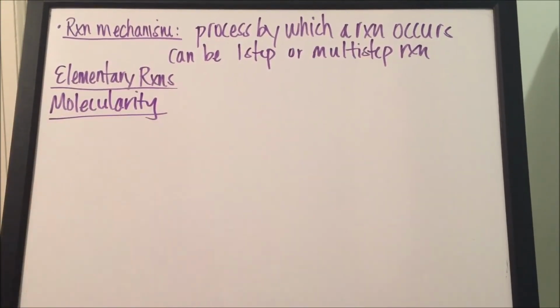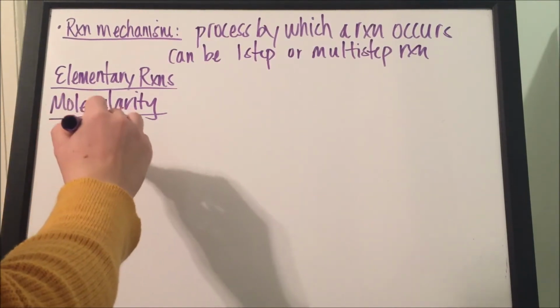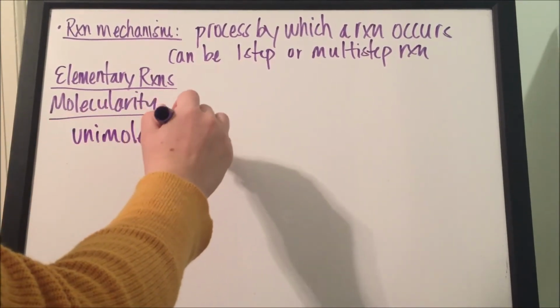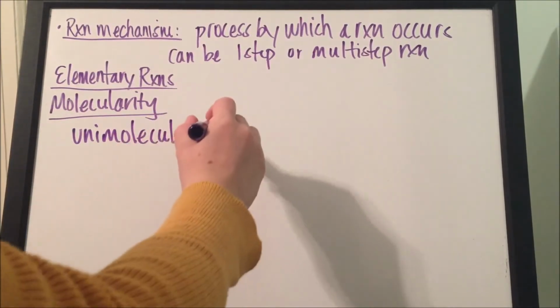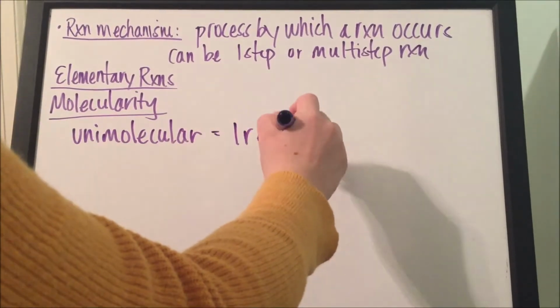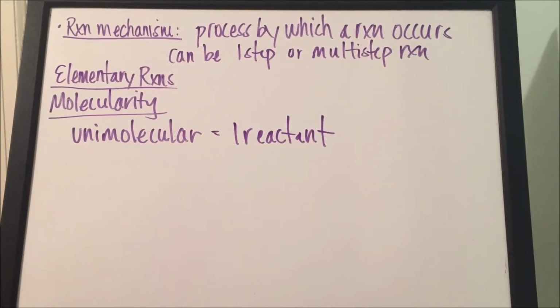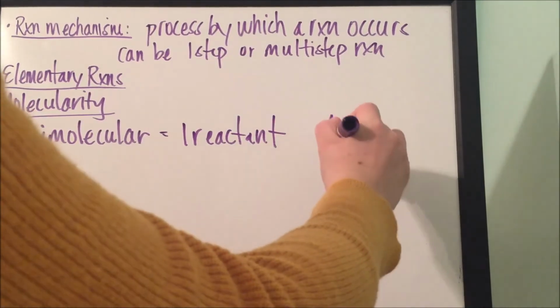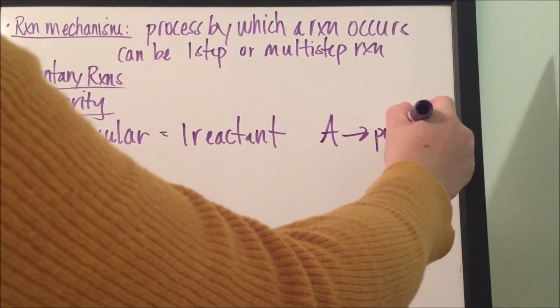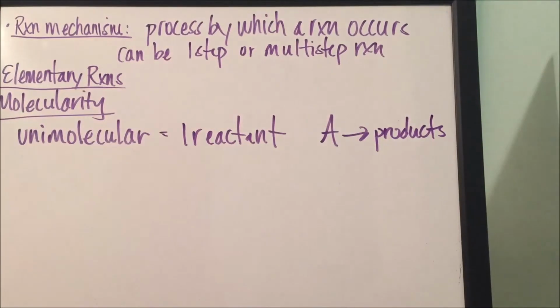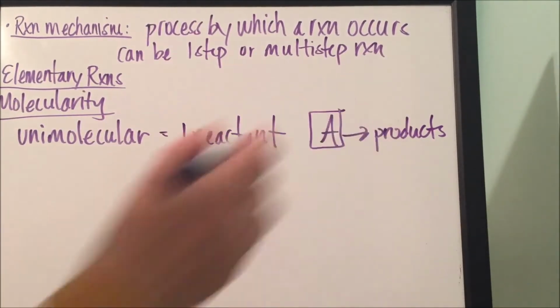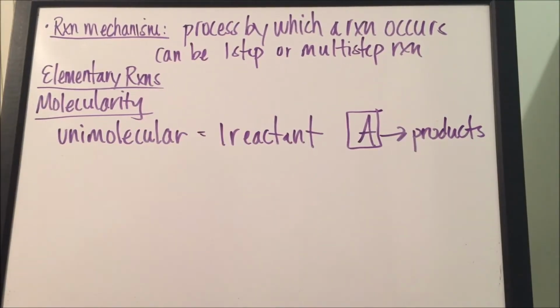Okay, there are pretty much 3 classifications of molecularity, and it's all about how many reactants are colliding. So if you have one reactant, that's called a unimolecular reaction. If you think of like a unicycle, it has one wheel, right? Uni means one. So this would be something like, reactant A makes products. Okay, that's a unimolecular reaction because there's just one thing, A.